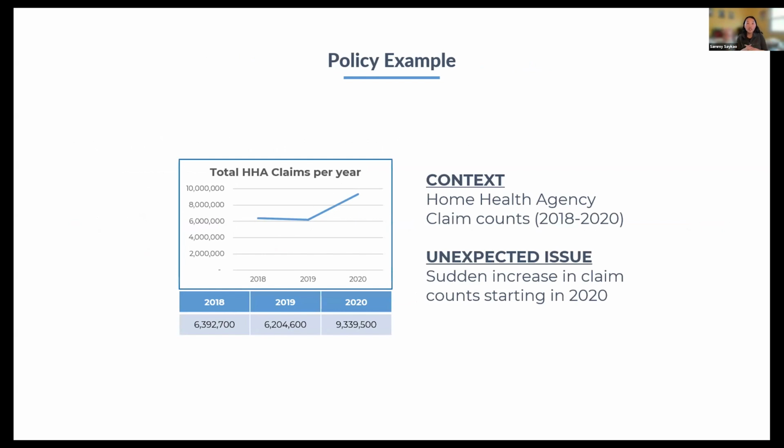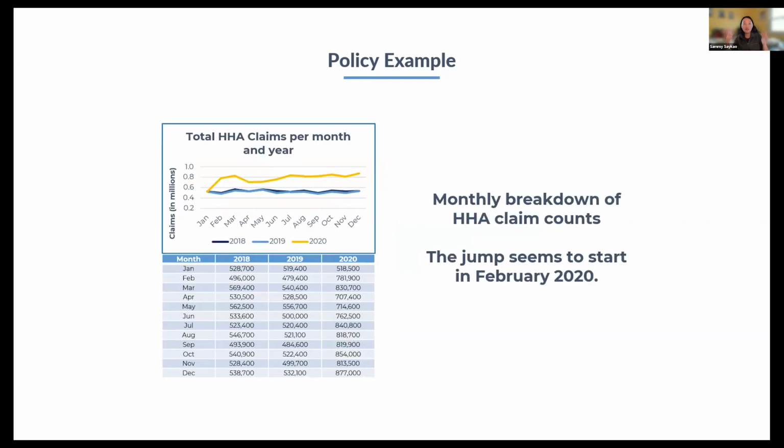So we're going to go over a policy example here. Just some context, we are just looking at total claim counts in home health agencies from 2018 to 2020. And you'll see that in 2020, there is a relatively large spike. It's kind of strange. So me being in the same mindset as in my previous example, I'm like, what if I just do a monthly breakdown and see what's going on? And so when you take a look here, you notice that the jump seems to start in February of 2020.